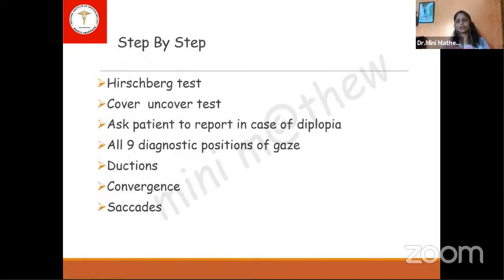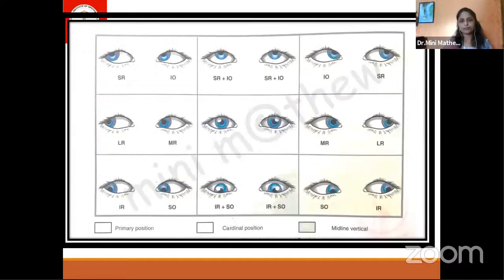Always, when you are looking into ocular motility, it's better to start with a Hirschberg test to get an idea about the ocular deviation. Then we go to the cover-uncover test to assess the primary and secondary deviation to confirm a paralytic squint. When you are doing your examination, ask the patient to keep his head steady and to report any diplopia. The ocular motility should be examined in all the 9 diagnostic positions of gaze. After that, check the ductions or the uniocular motions, and finally end with convergence and saccade examination.